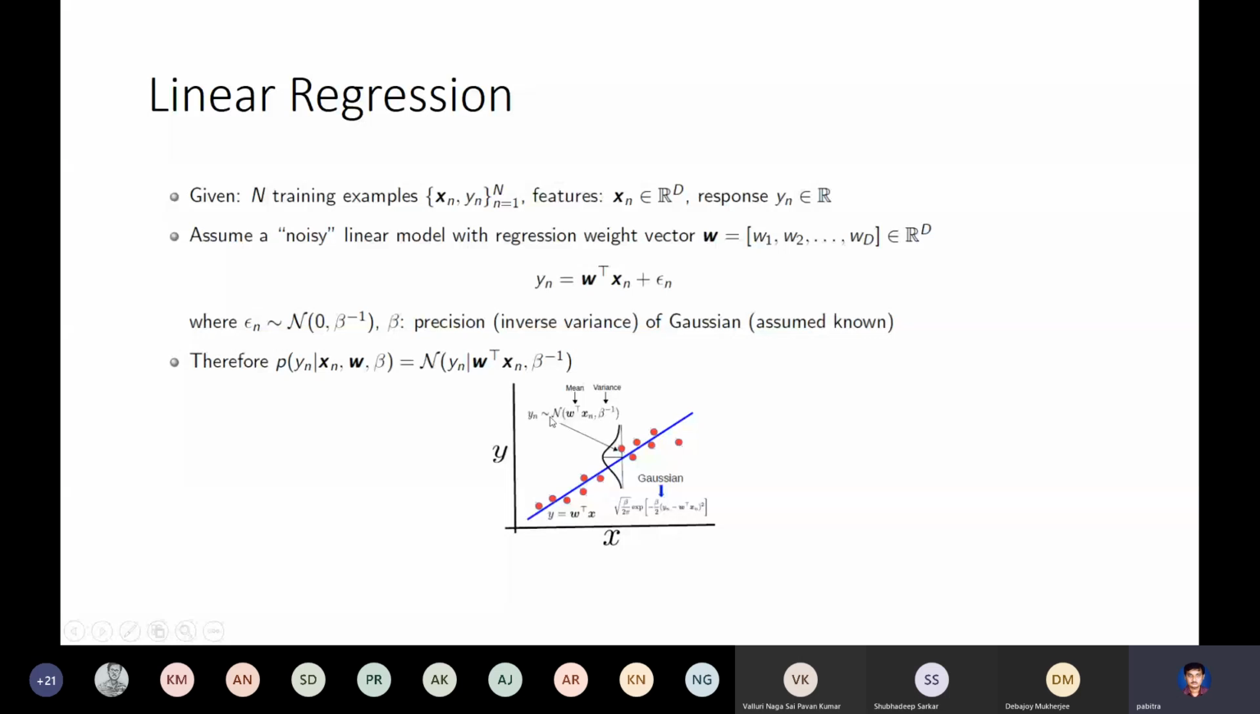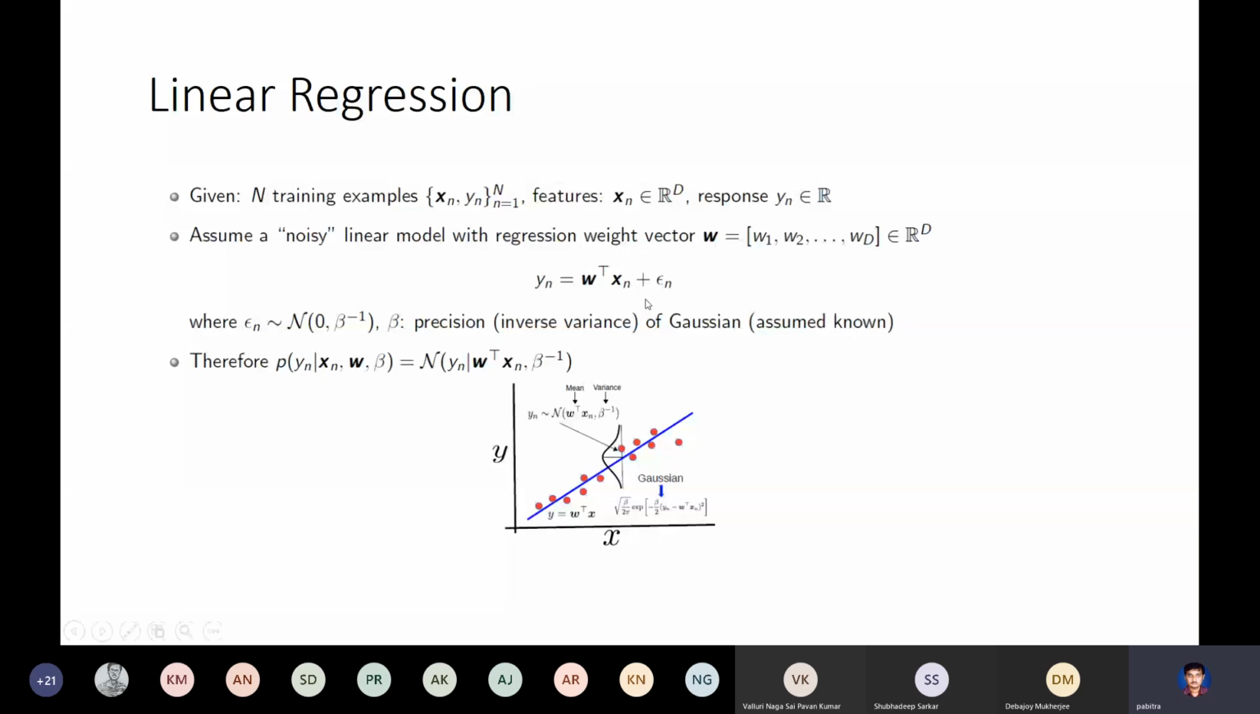In the linear regression case, what we assume is that there is a linear relation between x and y. X is a vector, so we take a weight vector w1 to wD, and we say that yn, a single scalar, is w transpose xn, a linear function of xn, plus a noise term which we call epsilon n.